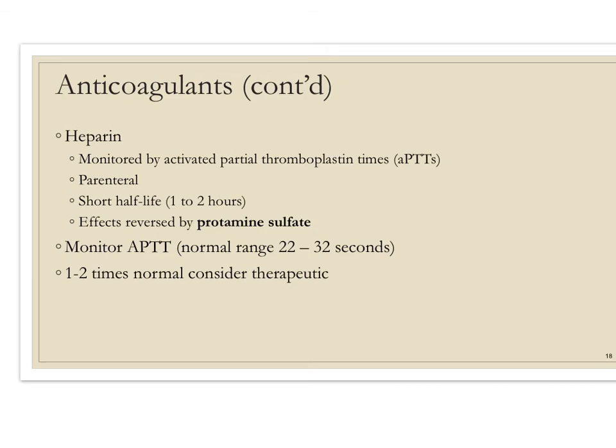Okay, first, heparin. When we give heparin, we monitor what is called the activated partial thromboplastin time, APTT. It's parenteral, so we give it sub-Q, or it can be given IV. It can actually be given IV push or bolus followed by a drip. Short half-life, which is good. We can turn it off, and within an hour or two the patient can be released from the hospital. If we happen to give too much, the reversal agent for heparin is what we call protamine sulfate.